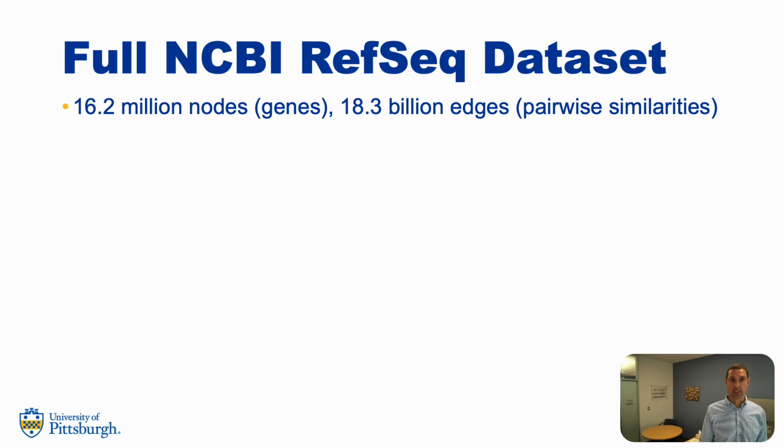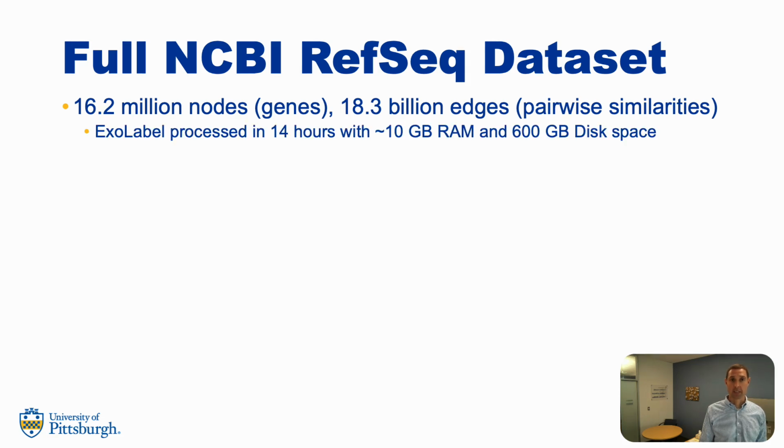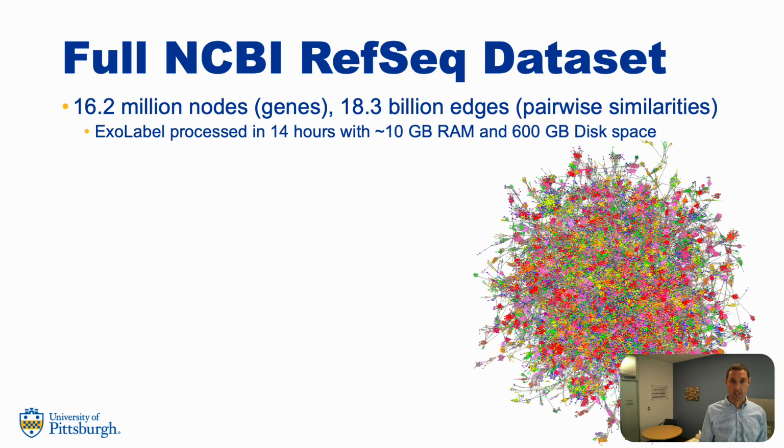For that, we clustered 16.2 million nodes, that is genes, and 18.3 billion edges, pairwise similarities, for all of RefSeq reference genomes, about 4,400 genomes. ExoLabel was able to process this in only 14 hours and 10 gigabytes of RAM, but required 600 gigabytes of disk space, about twice as much as the original data. This is what the resulting network looked like, at least a little part of it, where each of the different groups is represented by a color.